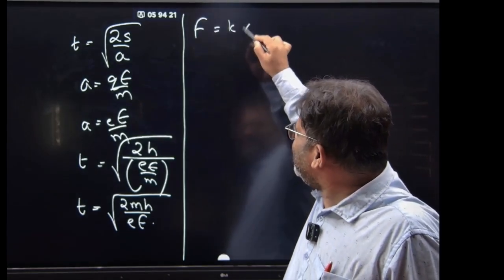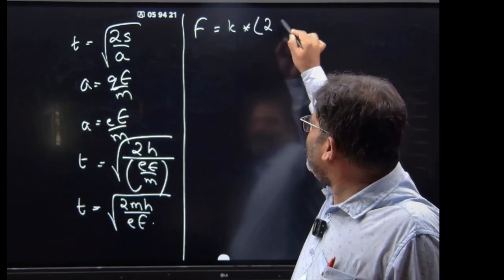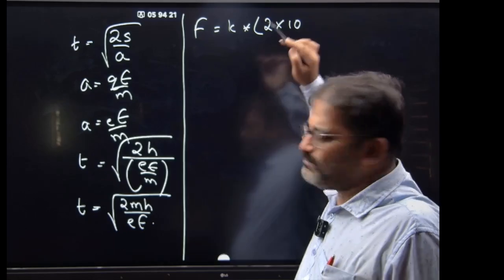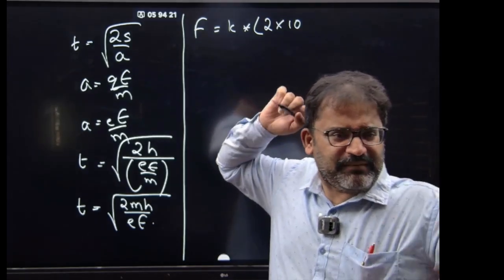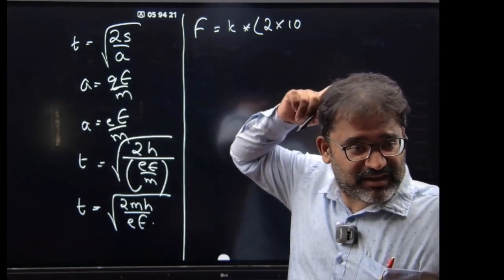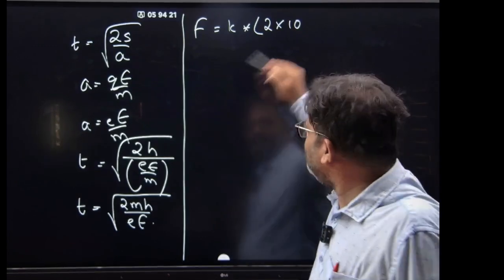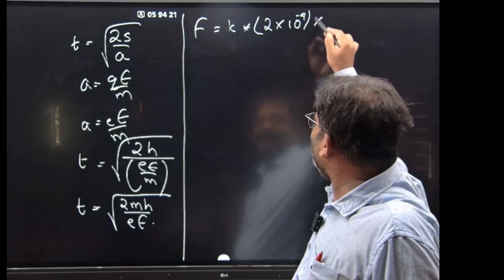Let's pay attention here. So, K into 2 into 10 to the power of minus 3. Milli or micro? Nano. Tata Nano.